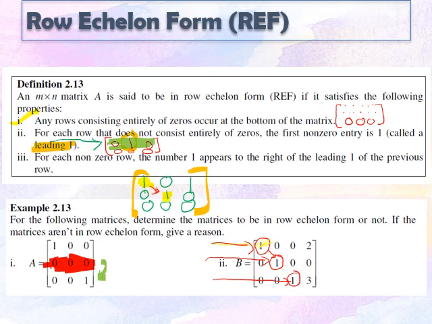So this is REF, so it appears to the right. The leading 1 appears to the right of the previous leading 1, of the previous row. So this is REF. This is not REF. Okay, that's it. This is very important later when you want to find the inverse and also solve for the matrices.